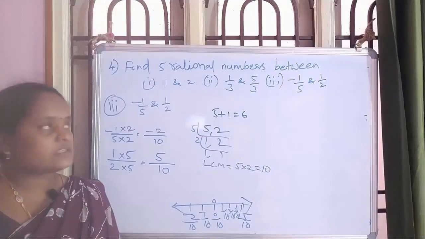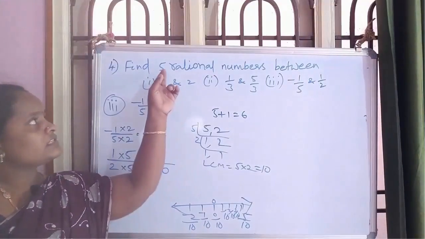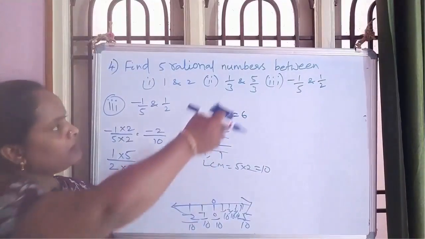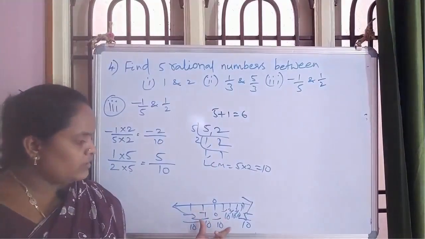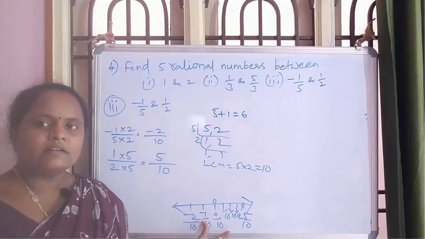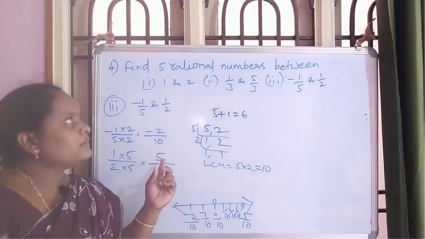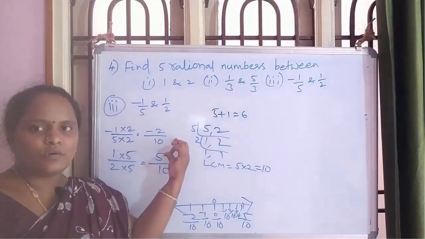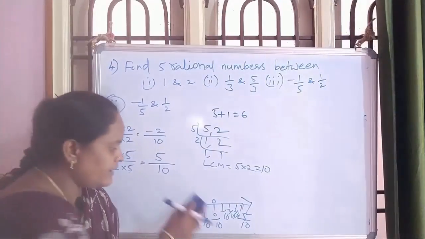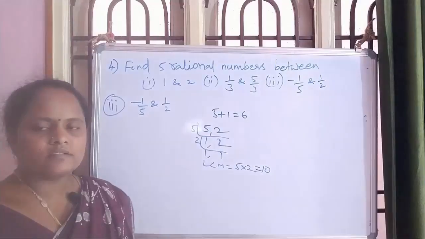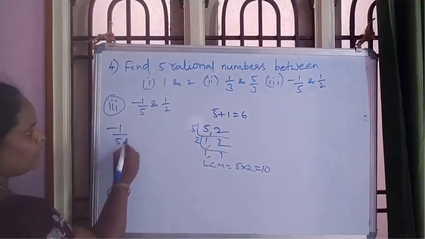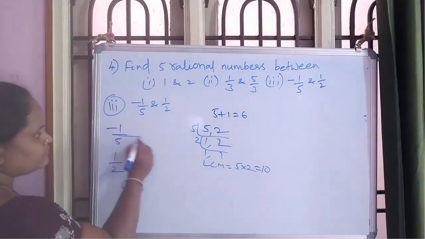But just imagine, instead of 5 rational numbers, if 10 rational numbers are asked in between minus 1 by 5 and 1 by 2. Here we have only 6, but I can't write 10. So in this case, depending on the question, sometimes we won't get the rational numbers in between these. So this step also is not enough. So what I do is, I will take minus 1 by 5, 1 by 2.